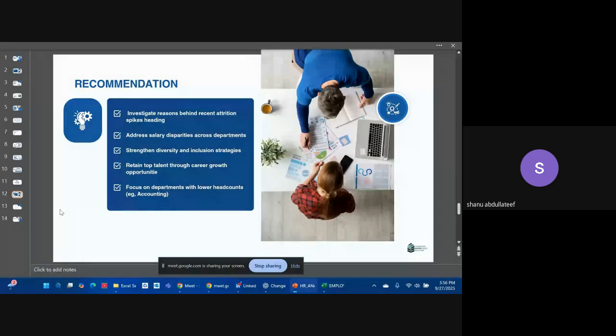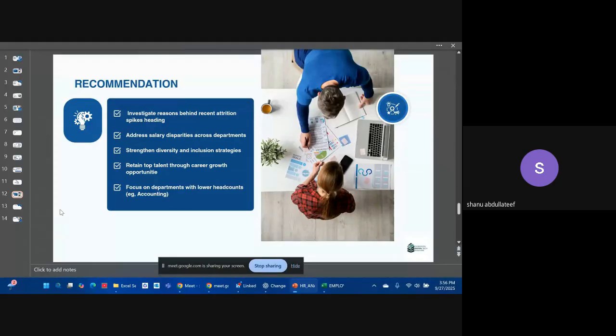So the key stakeholders should also investigate the reason behind this recent attrition, although we've stated why those things could occur, and they should look at how they could find a way to bring people back to the company.